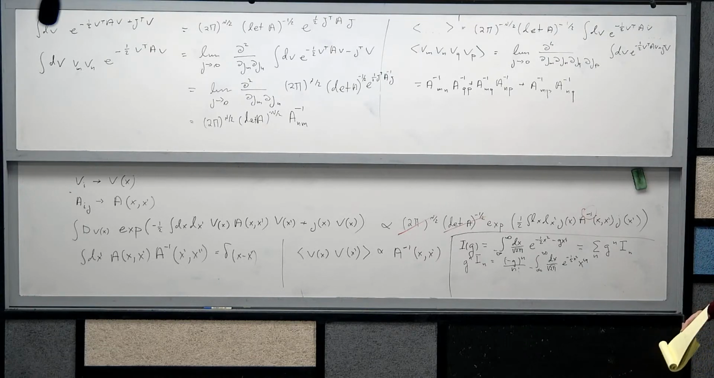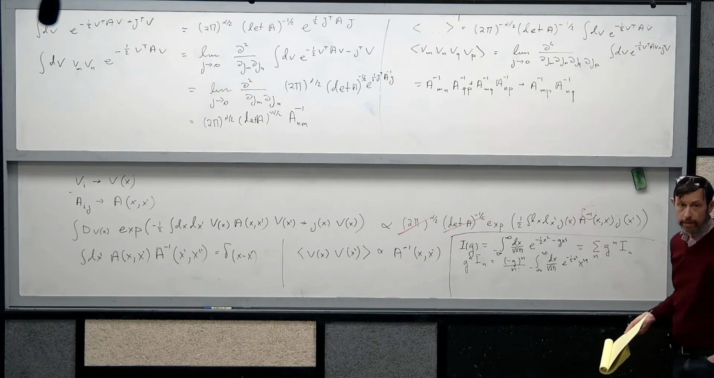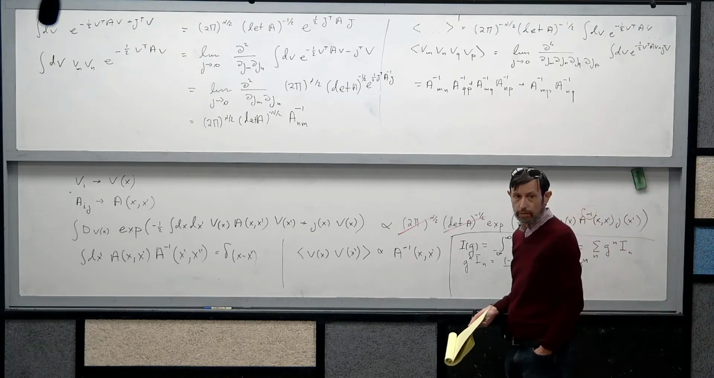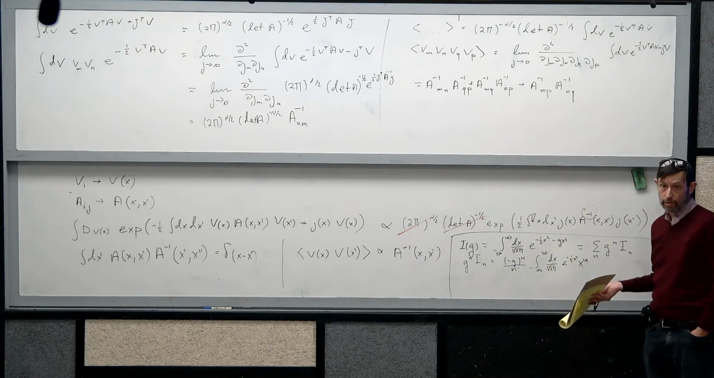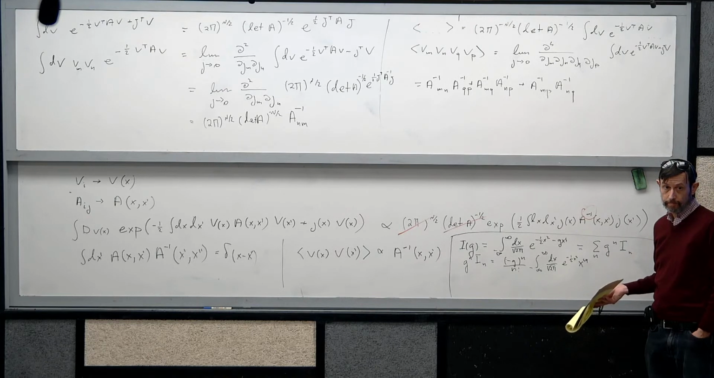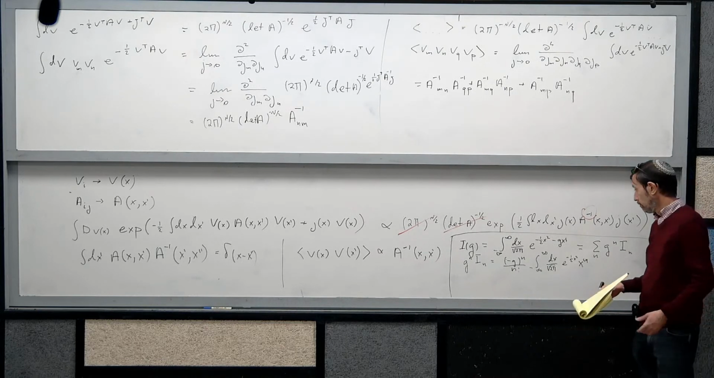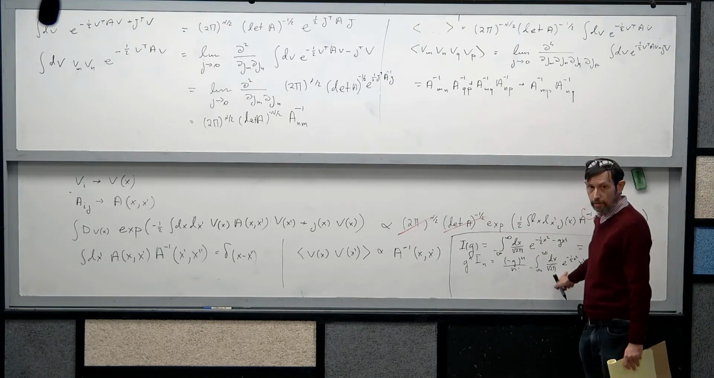Okay, I'm just expanding e to the power minus g x to the 4th, in powers of x to the 4th. Okay? This guy I know how to solve.